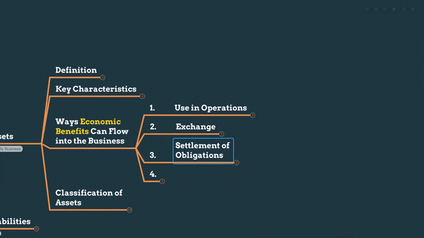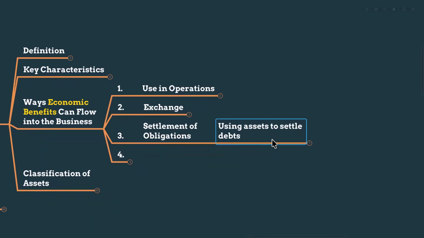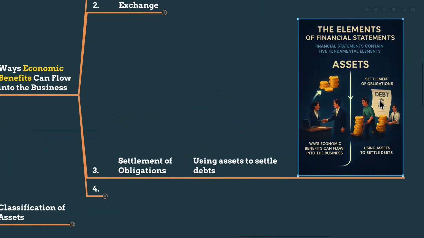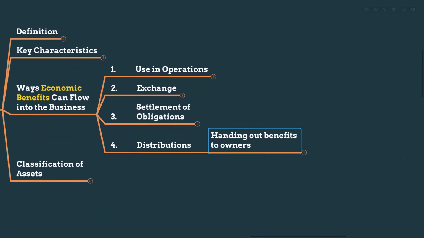And let's talk about the settlement of obligations. Settlement of obligations means using the assets to settle our debts. Debts means our liabilities, our loans. Let's say you have cash, an asset of the company, and you are using the cash to pay your bank loan. So you are using that asset to settle your liability. That is one of the economic benefits it's going to give you, right? So you can pay your debt through cash, or other assets also, you can mortgage and pay that, right?